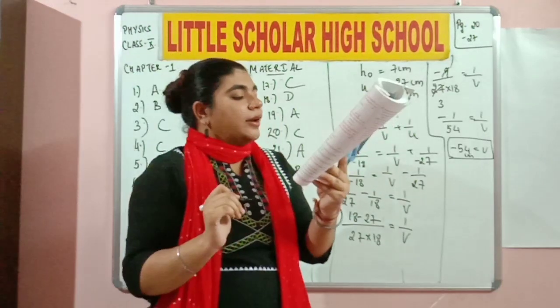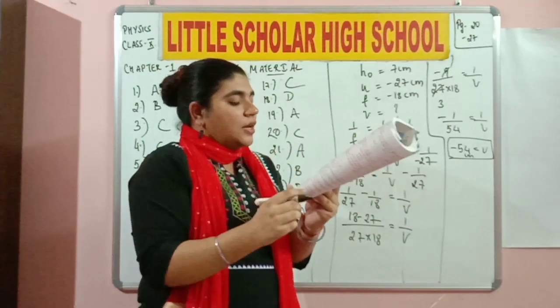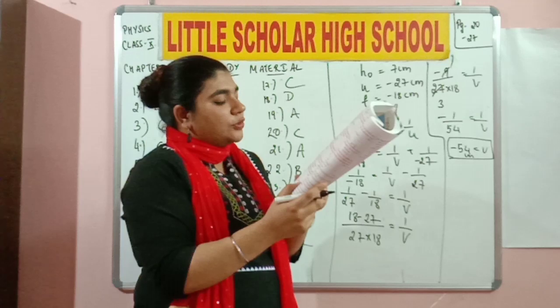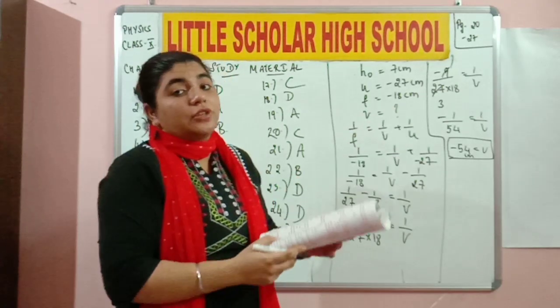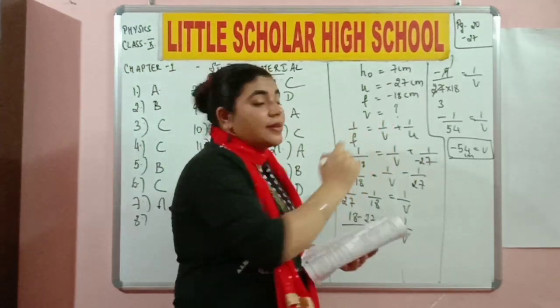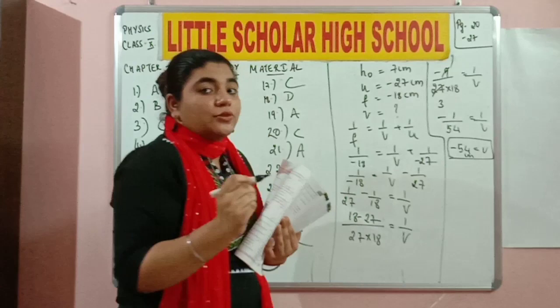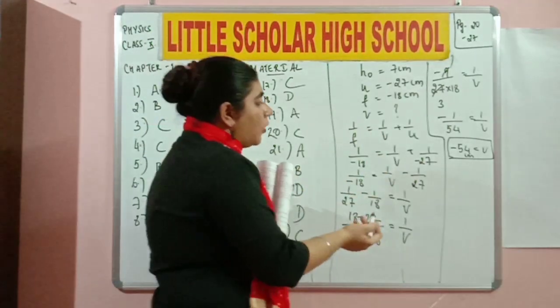Okay, 26th one. An object of size 7 centimeters. The same problem, class. Is placed at 27 centimeters in front of a concave mirror of focal length 18 centimeters. Find the size of the image. They are not asking us image distance this time. They are asking us the size of the image. But to find out the size of the image also, you need to know the image distance. So it's good that you have done the problem already.